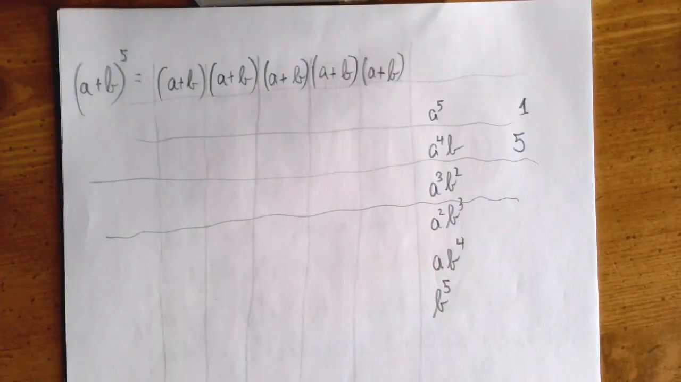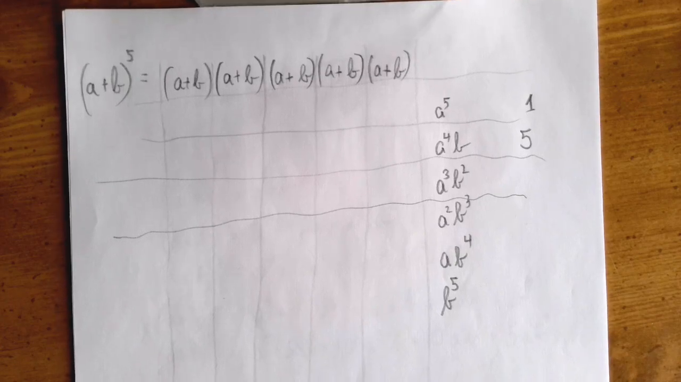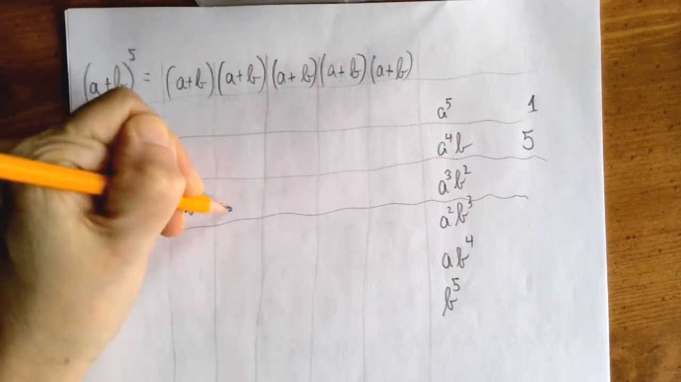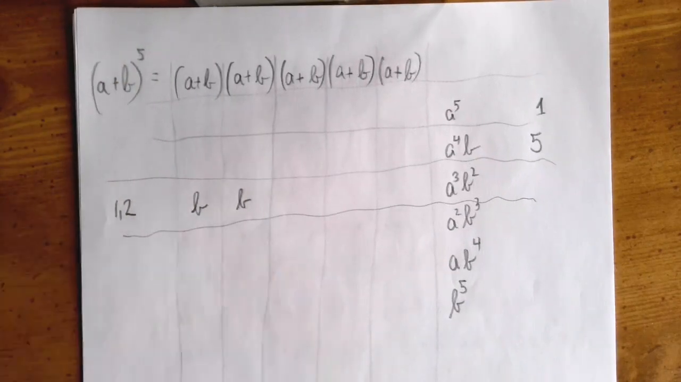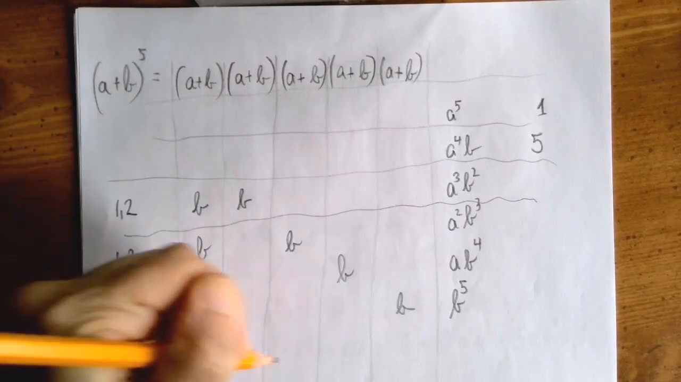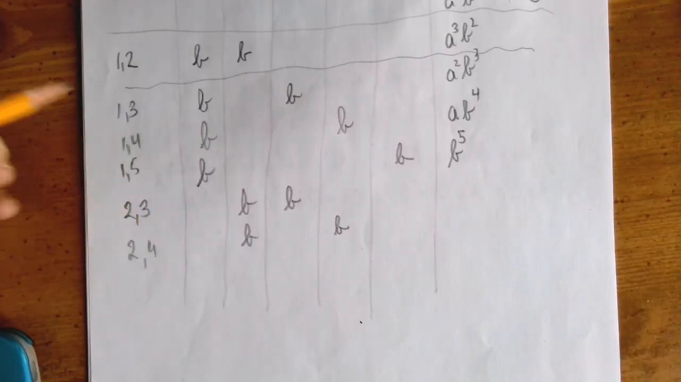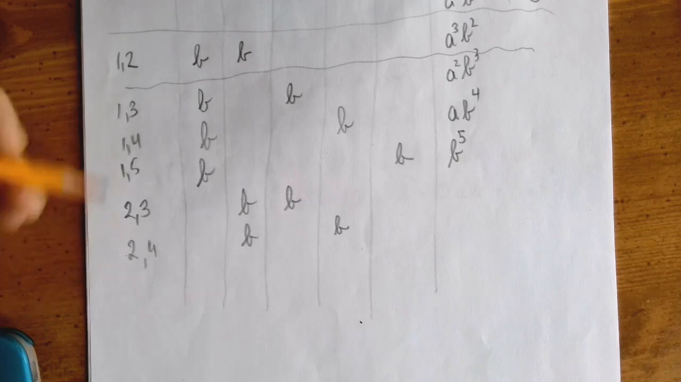So that means that we're going to write 2 b's. We're going to leave the spots for a empty, and we have to do it in every possible way. This would be equivalent to 1, 2, right? The first and the second. And then there is 1, 3. 1, 4, 2, 2 and 3, 2 and 4. So next up, we have 2, 3, 2, 4, 2, 5.